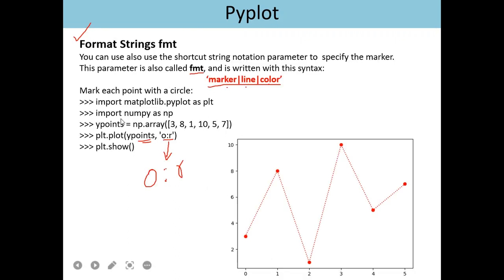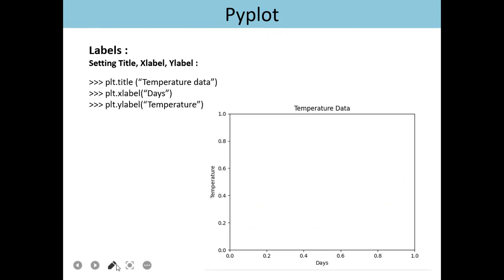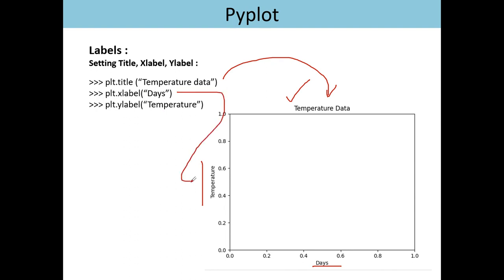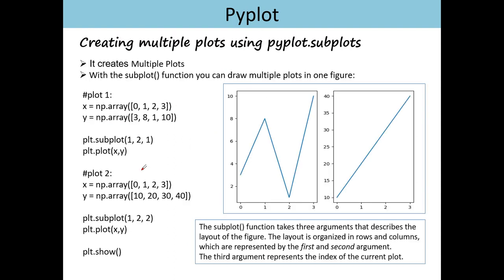Anyway, next we have something called labels, meaning the axis can be labeled. Days, temperature. Temperature data. This is called the title, and the title is set here. This one is the X label, the X axis label, and the Y label. Clearly understandable here. So these are labels.